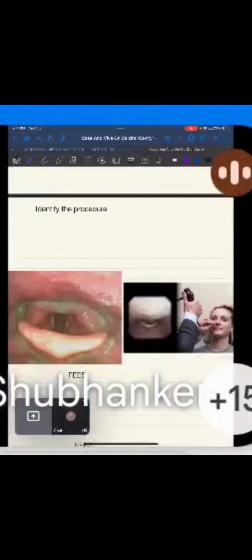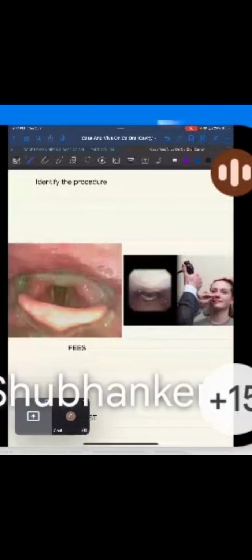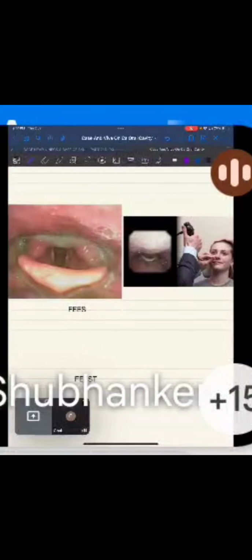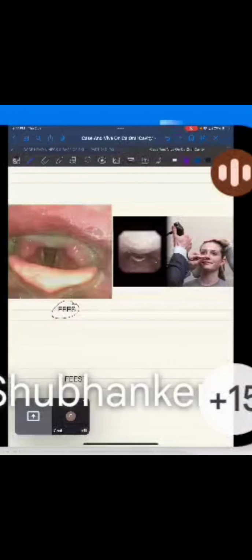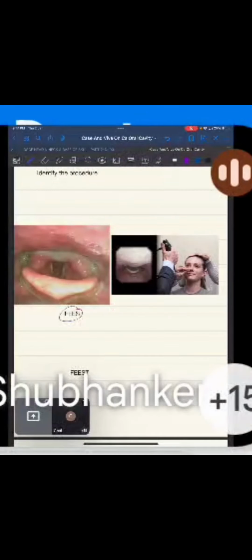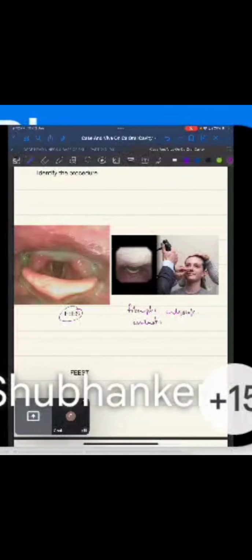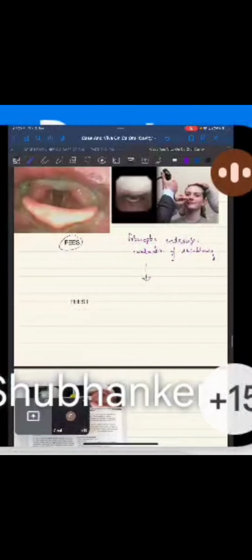Okay, so breaking the monotony, this is a procedure that can come to you. This is your FEES. How can you go about it? You can see this colored secretion which is retained in the supraglottic region. The full form of FEES is fiberoptic endoscopic evaluation of swallowing.